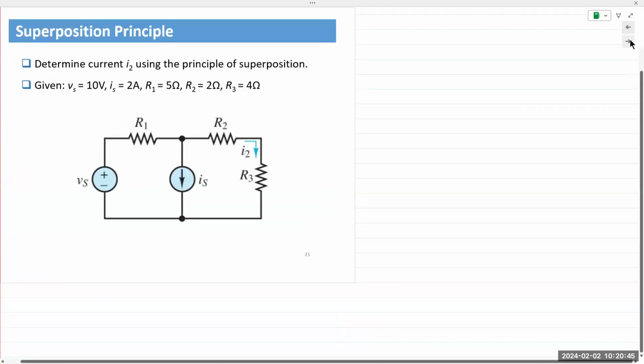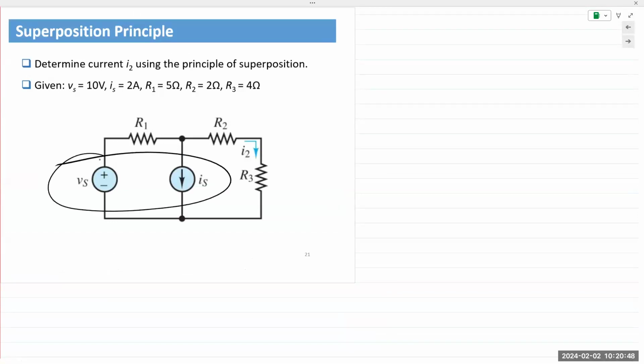Simple circuit. We have two sources, Vs and Is, one voltage source, one current source. It does not really matter what the source is actually. But we are asked to solve for the current I2 using the principle of superposition. I2 is already given to us right here. It's the current that is flowing between R2 and R3.